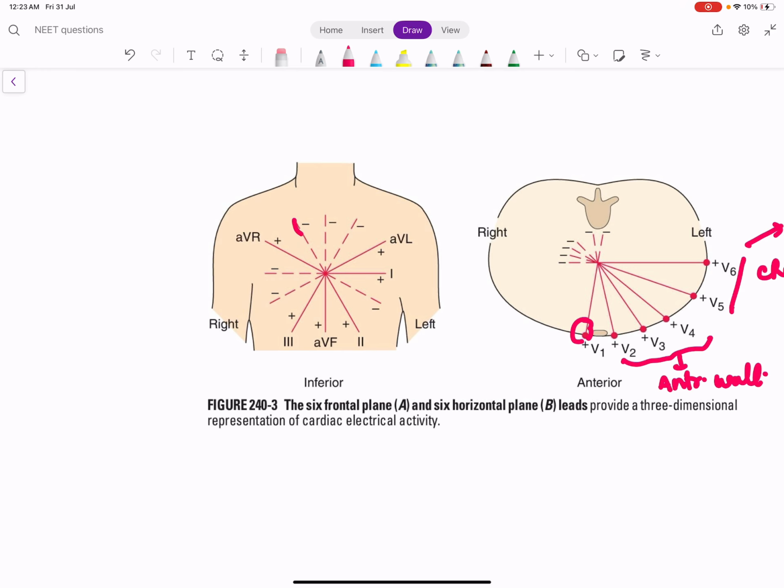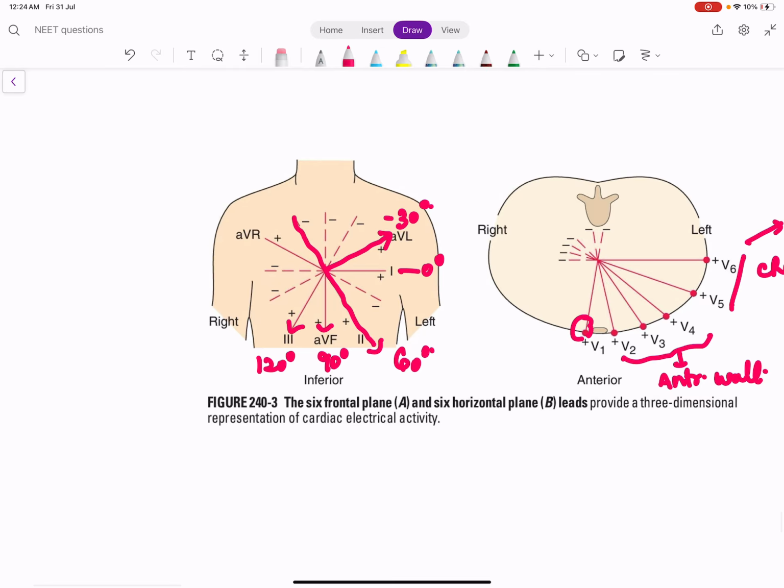So lead to the normal direction goes like this. You must remember the axis direction. Lead AVL, the axis is minus 30 degree. AVF, the axis is 90 degree. Lead 3 is 120 degree. That is, lead 1 is 0 degree, at 60 degree everywhere. Lead 1 is 0, lead 2 is 60, lead 3 is 120.